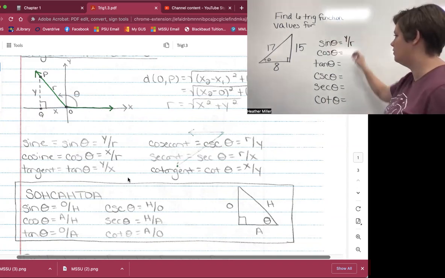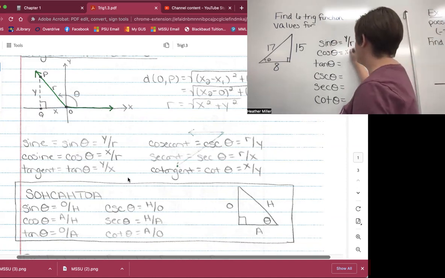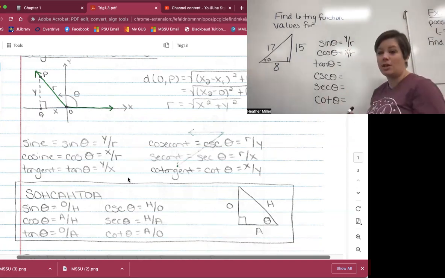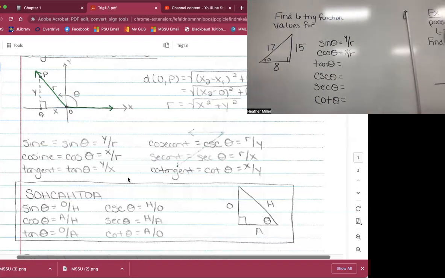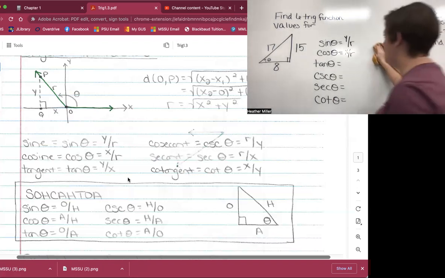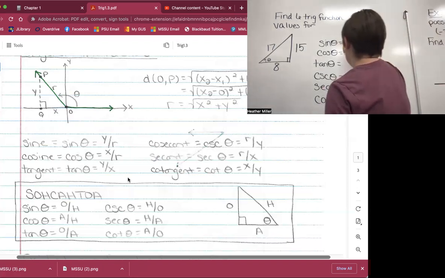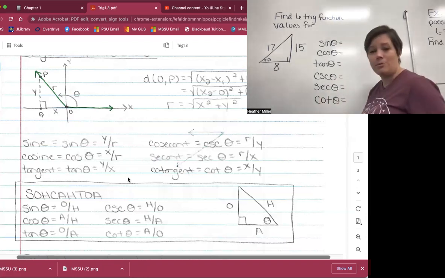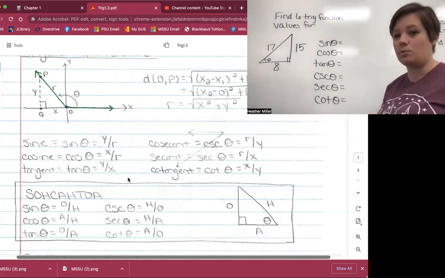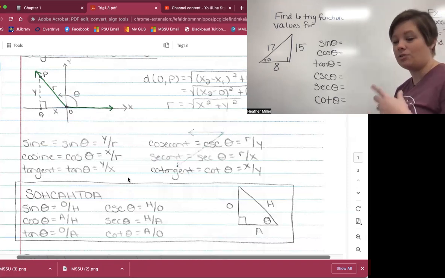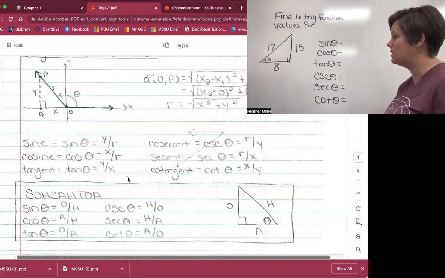Okay, sine is y over r, cosine is x over r. We can do that. I'm not going to do that, but you are more than welcome to. For this first problem specifically, I will try to use the x and y's and the opposite and adjacent, so you can see how they relate.